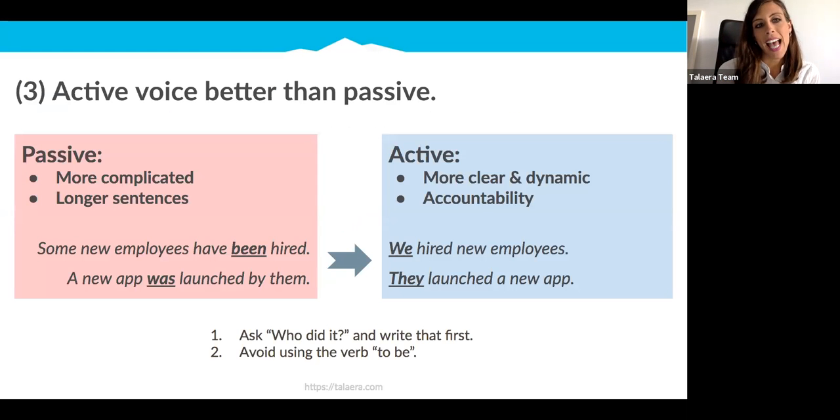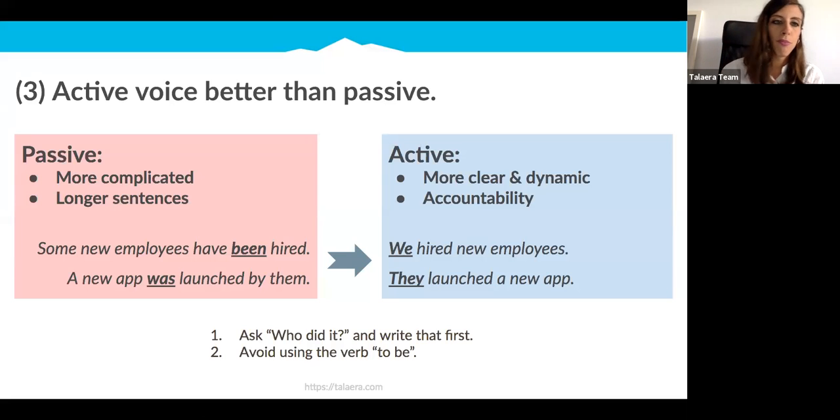And the last bit was active voice better than passive. If you're not so familiar with grammar, sometimes I bring this up in my sessions, and I look at the face of my students, and they're like, oh no, this sounds like high school. I don't want to do grammar at all. And I get it, I totally get it. I'm not a big fan of grammar lessons, but sometimes they do help.